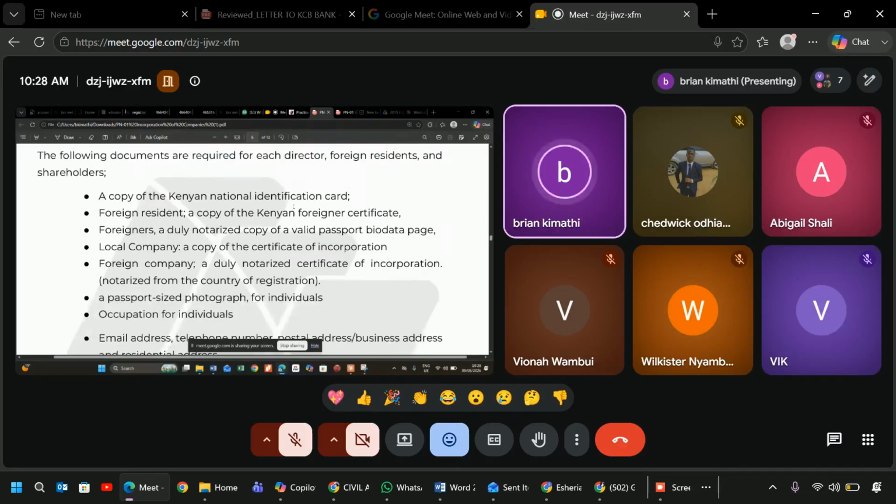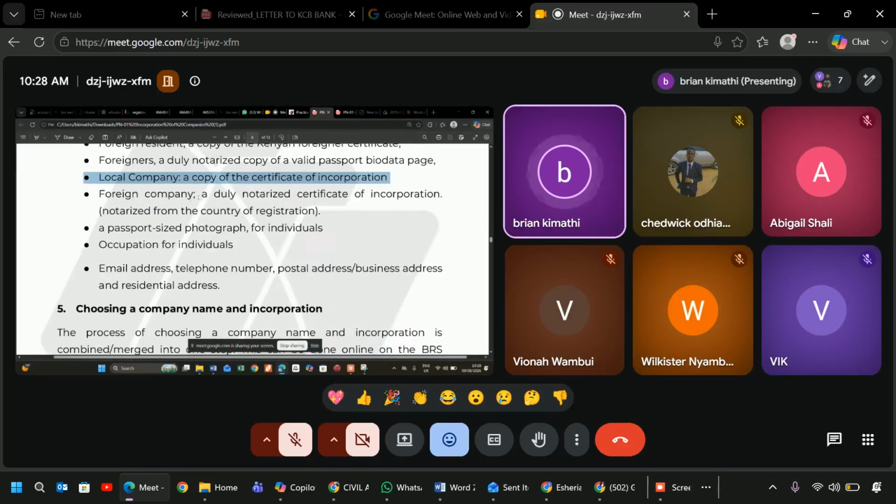The following documents are required for each director, foreign residents and shareholders. For Kenyans, a copy of the Kenya National Identity Card. For foreign residents, a copy of the Kenya foreign certificate, or the alien card. For foreigners, a duly notarized copy of a valid passport biodata page. You can get it notarized at the embassy of the specific country. For a local company, a copy of the certificate of incorporation. For a foreign company, a duly notarized certificate of incorporation, notarized from the country of registration.